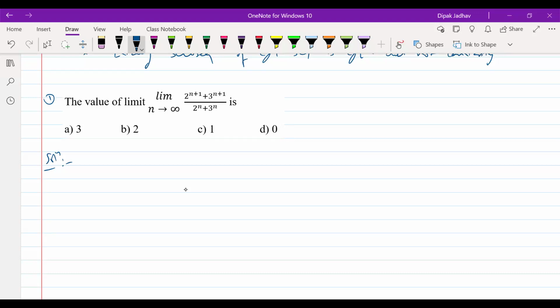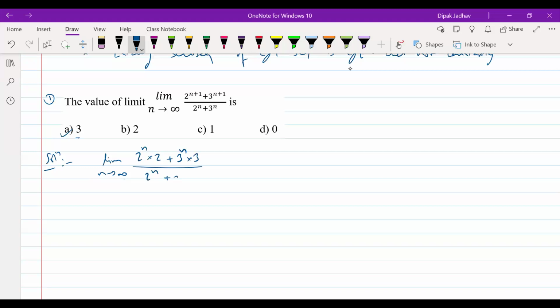Sometimes the terms of the sequence are given directly. The limit of the sequence is 3. Good. How many of you were able to compute the limit? So for those who seek the answer, let us do it quickly.